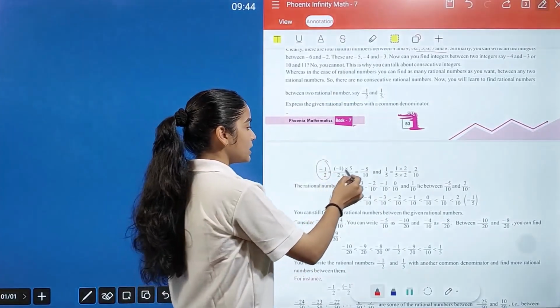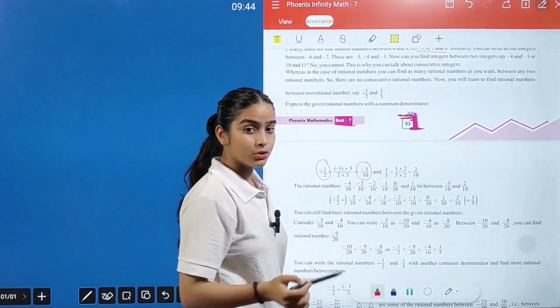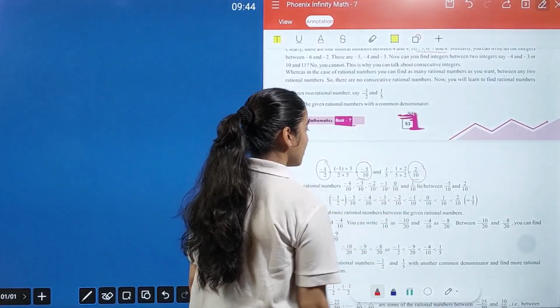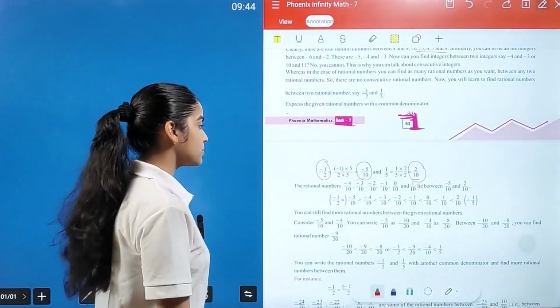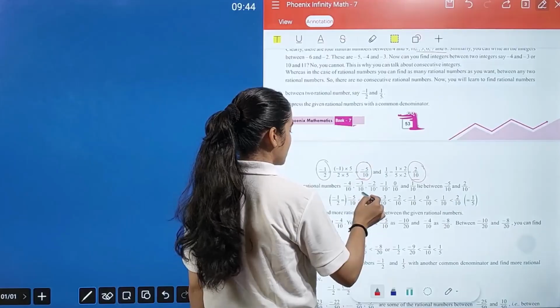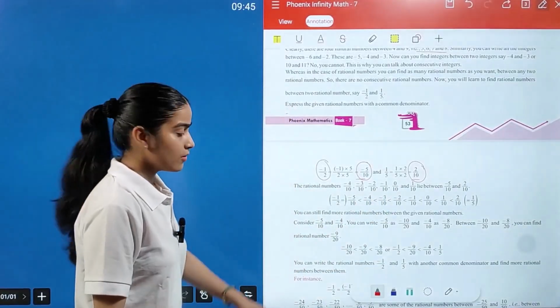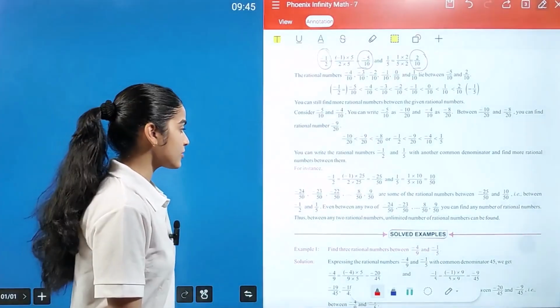So 1 by 2 multiplied by 5, you have minus 5 by 10, and here if we multiply it with 2, we have 2 by 10. So these are the two numbers we have, minus 5 by 10 and 2 by 10. Now you can easily write your numbers between minus 5 by 10 and 2 by 10, which are minus 4 by 10, minus 3 by 10, minus 2 by 10, minus 1 by 10. So according to that, you can find rational numbers between your two rational numbers.